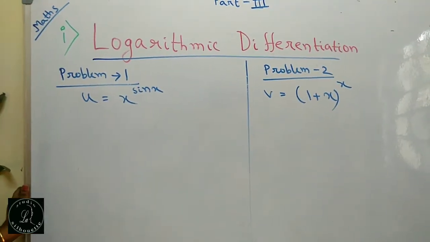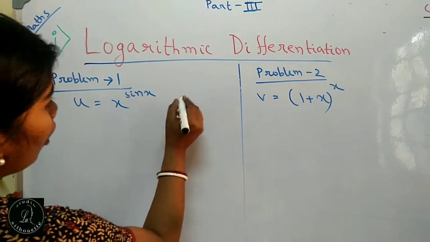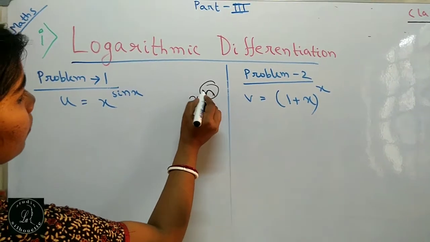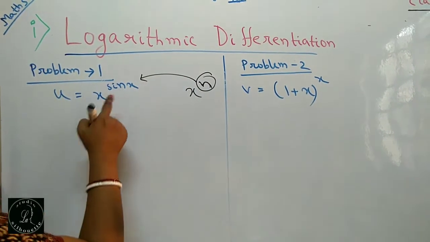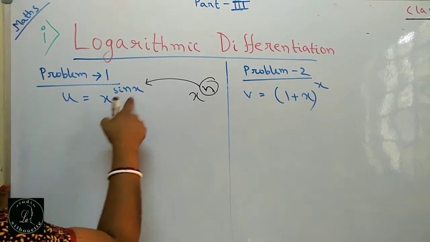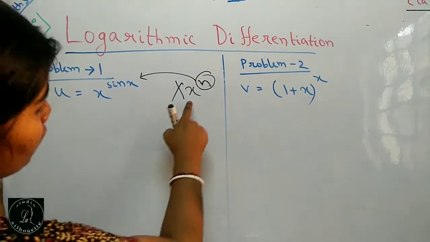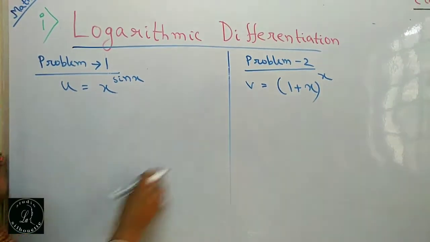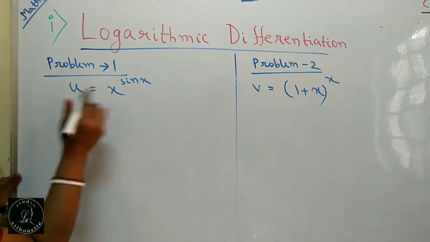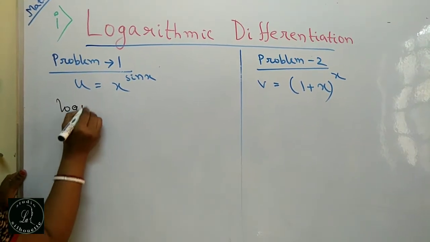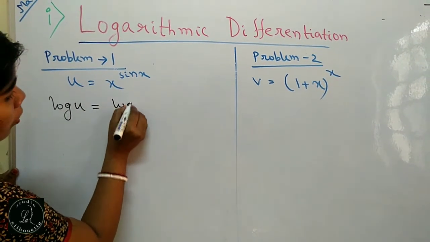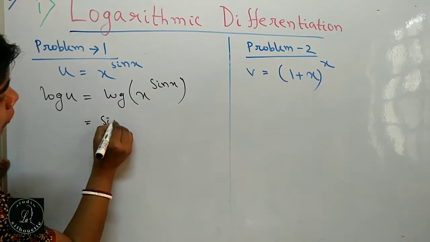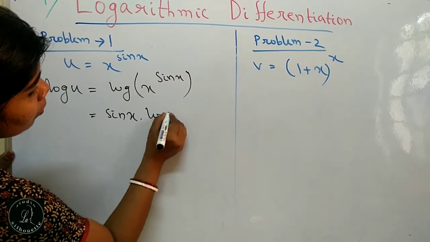logarithmic differentiation, because the function is not of the form x to the power n, where n is a constant term. Here n is not a constant term, this is a variable. So we can't use this kind of formula. Here we have to take logarithm on both sides. So taking logarithm on both sides, we will get log u equal to log of x to the power sin x, which is equal to sin x into log x.